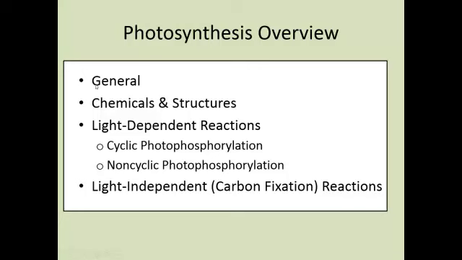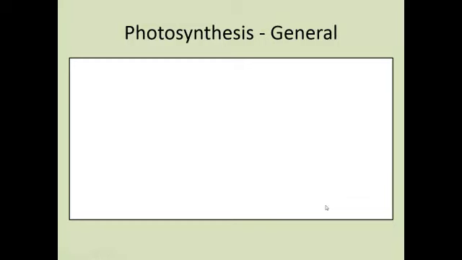So in this topic we're going to talk about photosynthesis in general. We're going to talk about chemicals and structures that are required, that are found in photosynthesis. We're going to talk about the light-dependent reactions, cyclic photophosphorylation and non-cyclic photophosphorylation, and then we're going to talk about the light-independent reactions, or carbon fixation reactions as they are also known. So let's talk about photosynthesis in general.